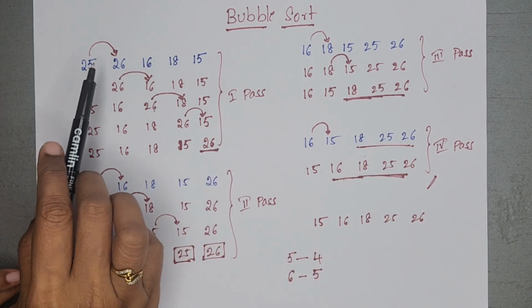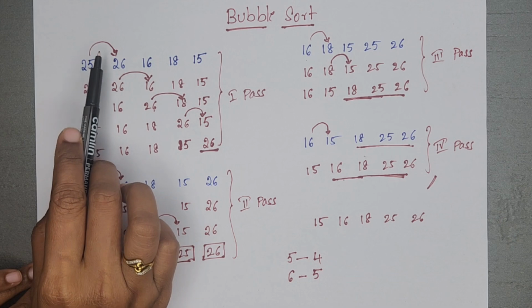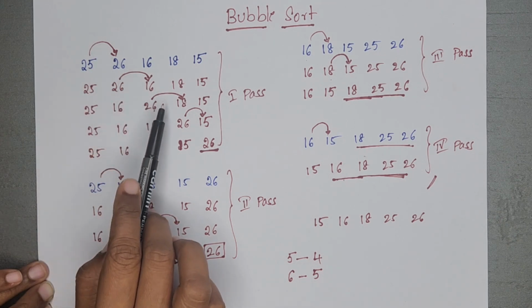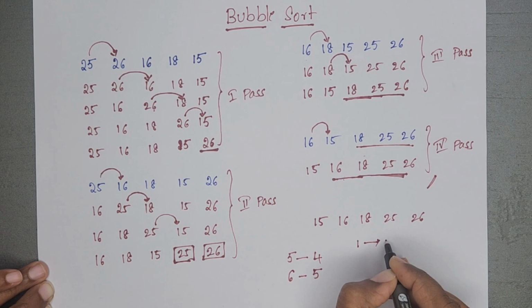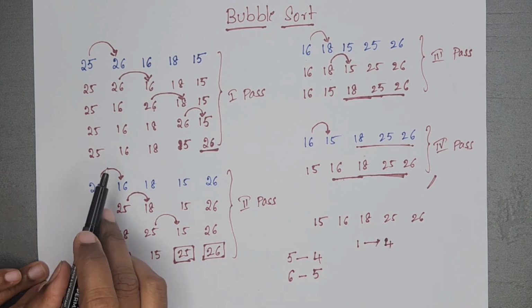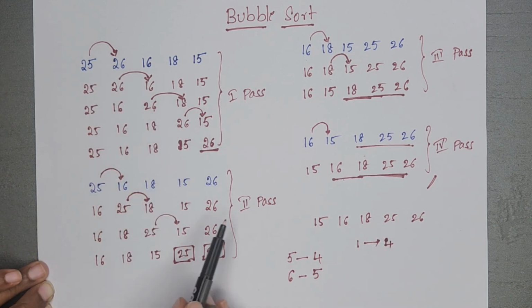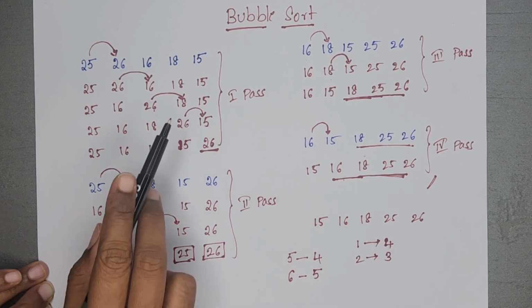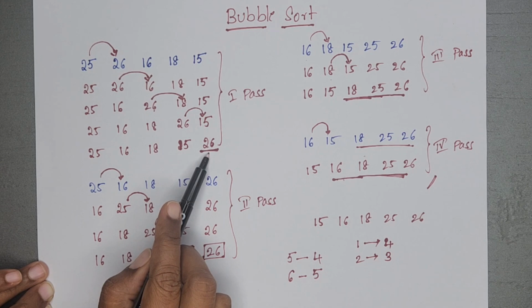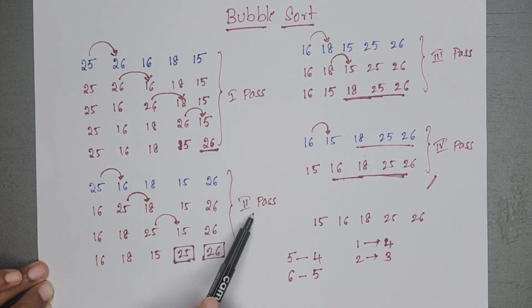See, in first pass, how many comparisons did we do? 1, 2, 3, 4. In first pass, the number of comparisons is 4. In second pass, 1, 2 and 3. In second pass, 3 comparisons. Because after first pass, the last element will be in sorted order. After second pass, the last two elements are in sorted order. No need to compare again.